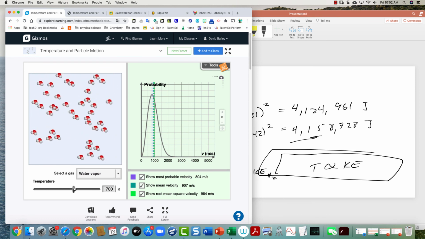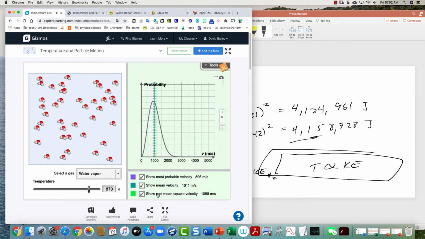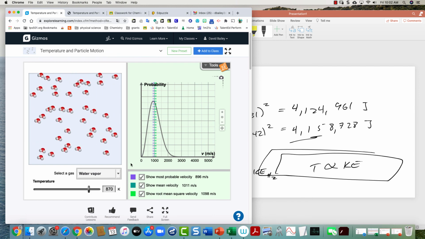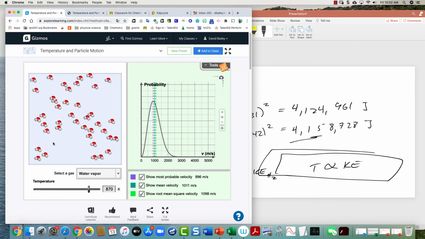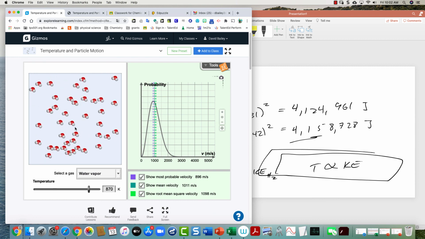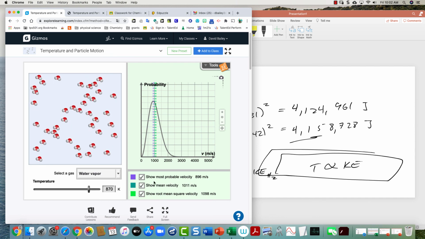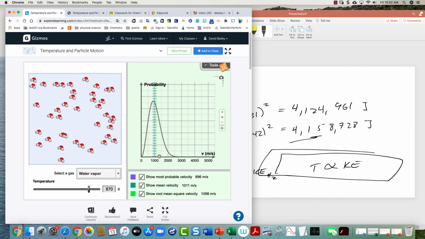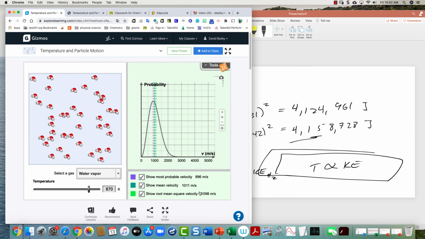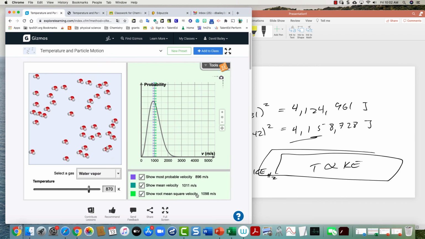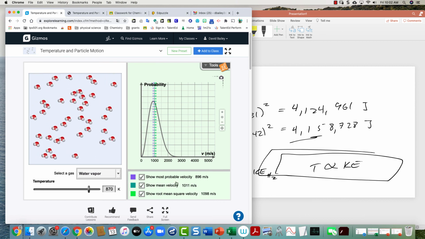And as we speed up the temperature, you notice the root mean square velocity. Velocity is going to the right, and then the velocity is going to the left. They all kind of cancel out if we take the average. But if we square it, divide it by a number, then take the square root of that, we're actually going to get the root mean square velocity. And this is actually a better value than the most probable velocity or the mean velocity.